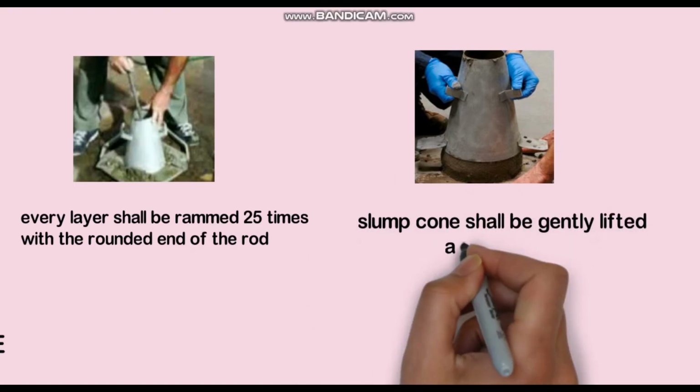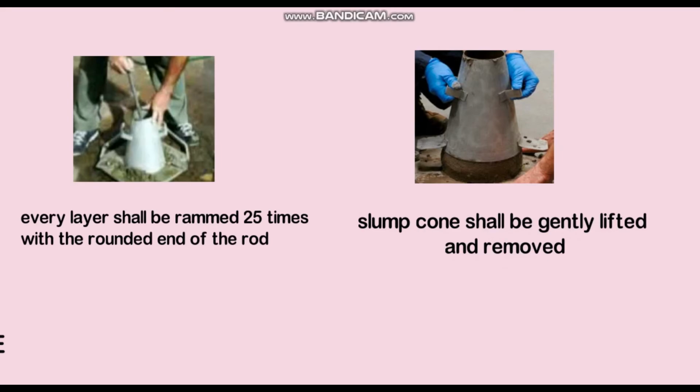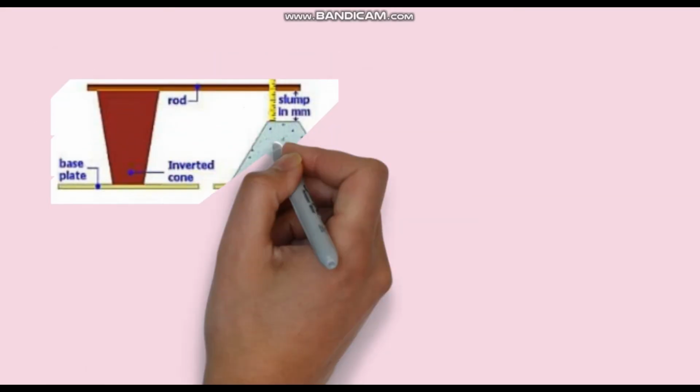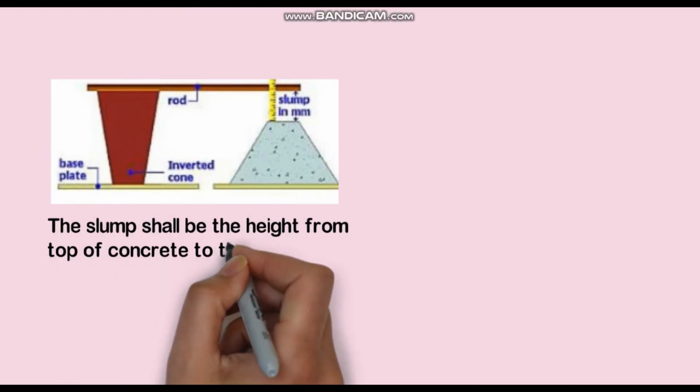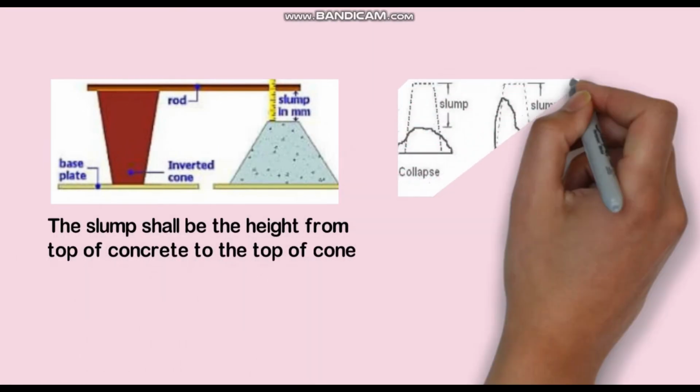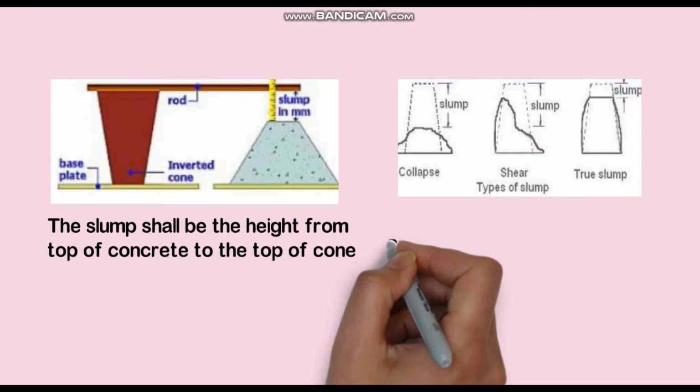This is a sketch showing the height of the slump in mm. The slump shall be the height from the top of the concrete to the top of the cone. And these three sketches show different patterns of slump and their mode of measurement. This is as per IS.